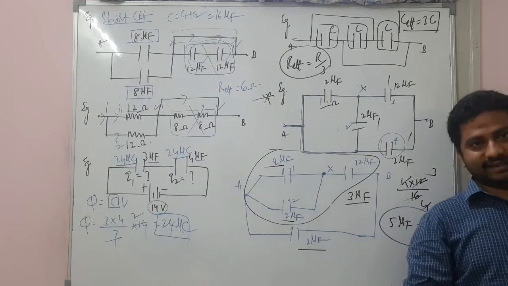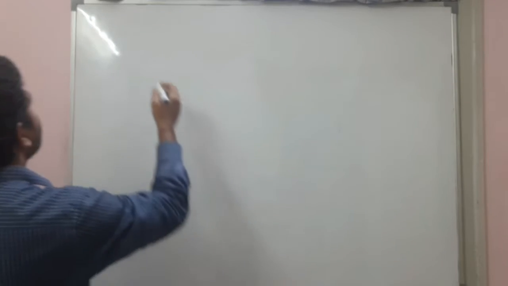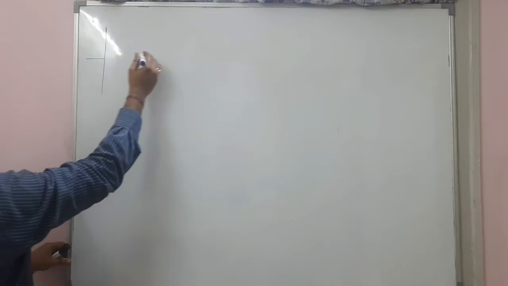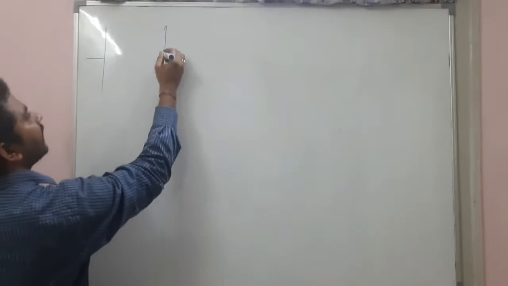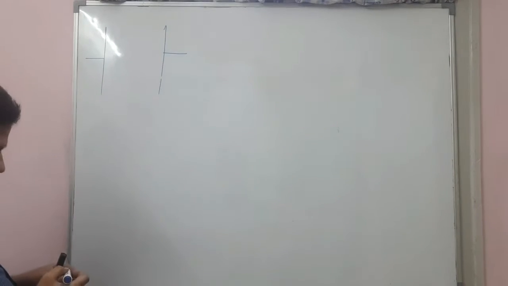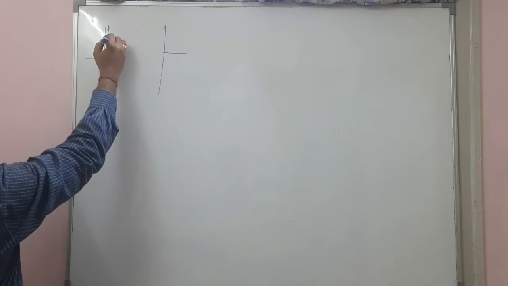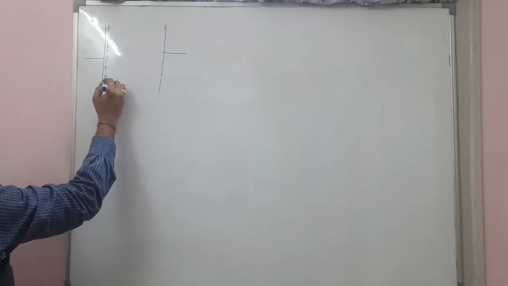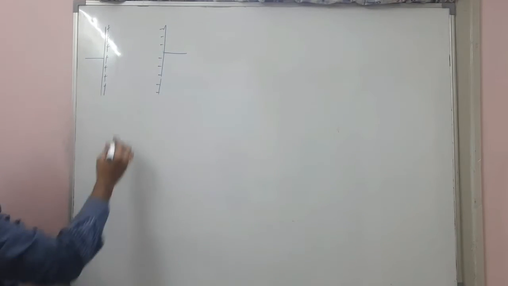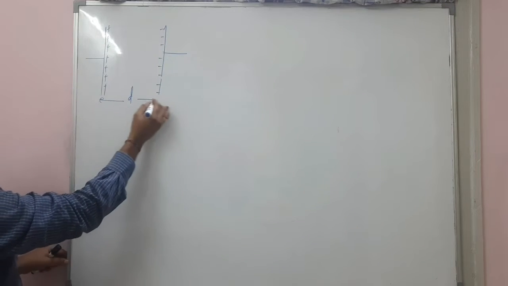We'll solve some more questions related to the capacitors as well as resistors. Coming back to some more concepts and numericals related to capacitors. Imagine a situation, there is a parallel plate capacitor here. This is one parallel plate, this is the another. See, this is a capacitor. The positive plate is here and the negative plate is here. The distance between these two plates is D.